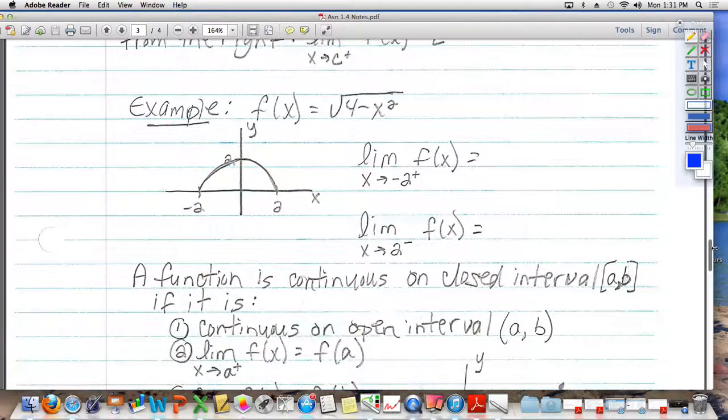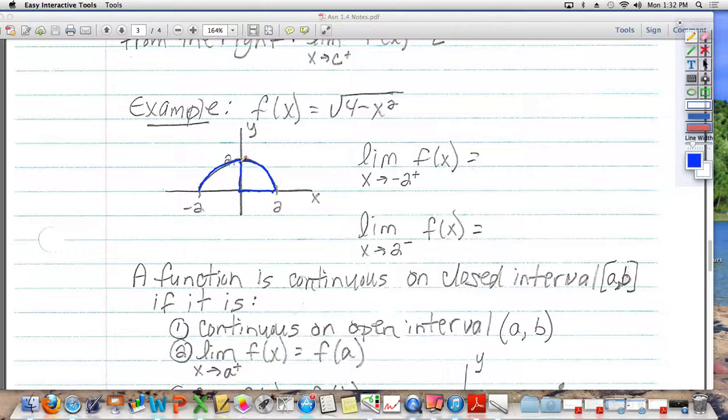An example. F of x is equal to the square root of 4 minus x squared. Go to y equals, type it in, please. Make sure that you have your parentheses in the right spot. Square root, parenthesis, 4 minus x squared. And you're going to get a graph that looks like this. It's half of a circle. It's a semicircle. What's the radius of the circle? 2. Radius is 2 because the distance from the center of the circle to the outside is 2 units, regardless of where I'm looking.